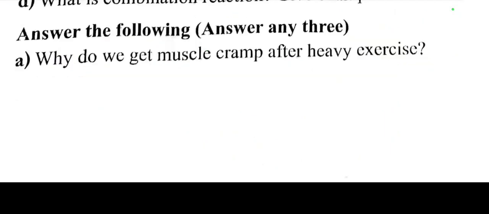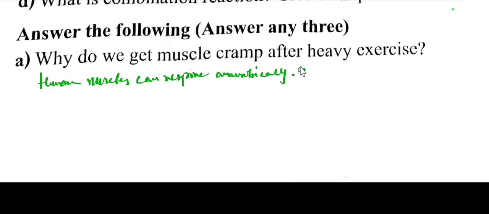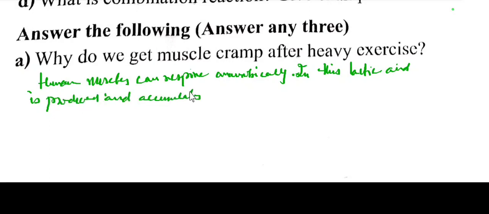So next we will move to the next part. Next question is, why do we get muscle cramps? Let's write it. Human muscles can respire anaerobically, that is, without oxygen. In this, lactic acid is produced and accumulates in muscles. Due to this, what happens? Cramps.